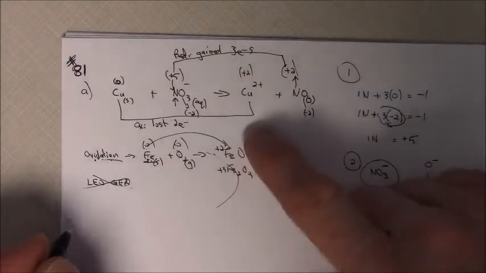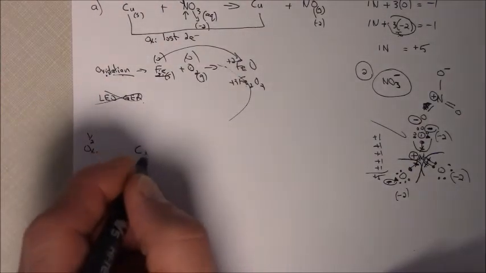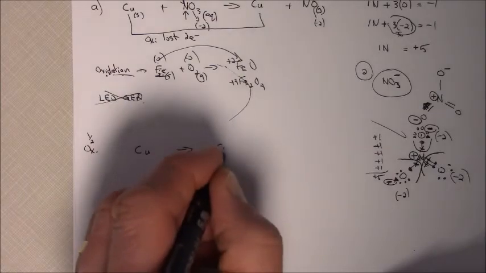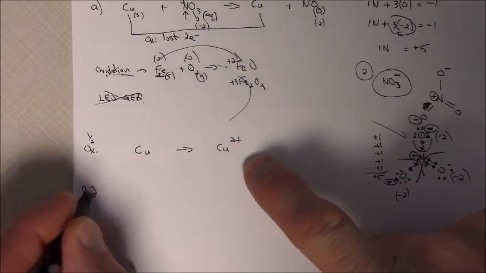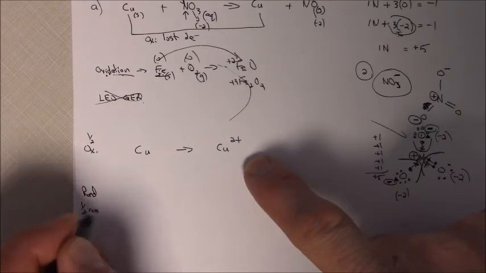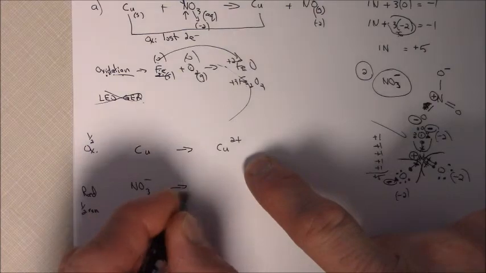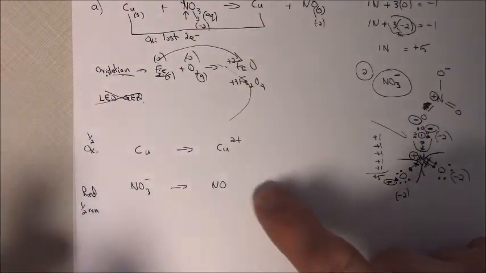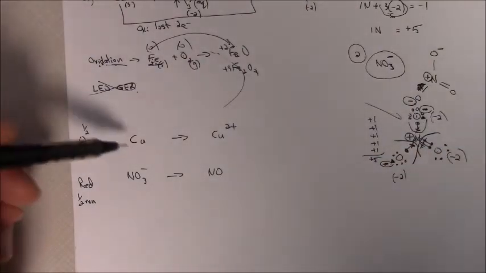So what a lot of your books are going to say is they might even write down on the side, the oxidation half reaction is this one, copper going to copper 2+. The reduction half reaction is NO3 negative going to NO, right? So now the steps are, look at this one.